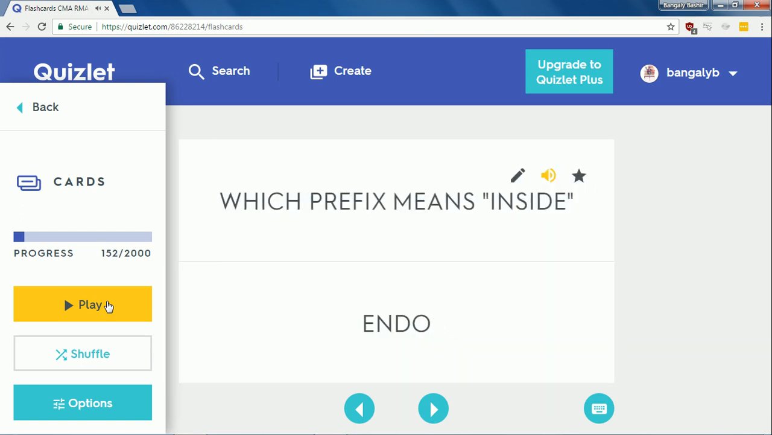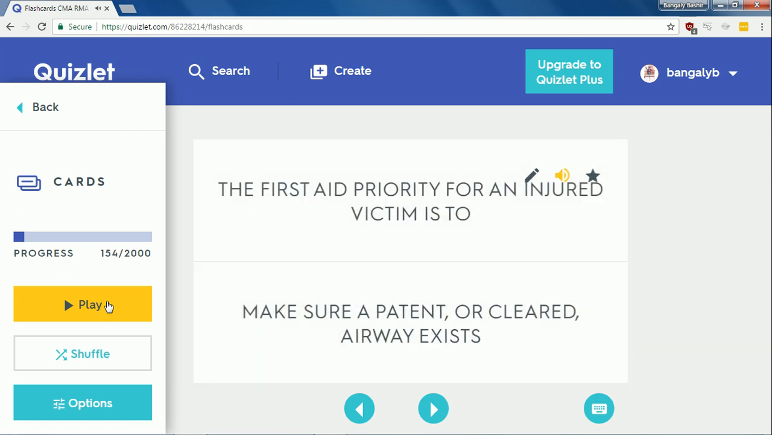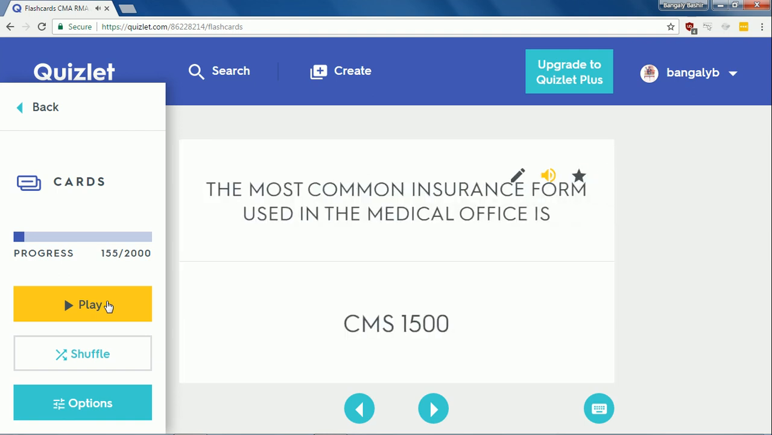Which prefix means inside? Endo. All of the following are reasons that an insurance carrier may reject a claim except the 5-digit CPT code matches the appropriate diagnosis. The first aid priority for an injured victim is to make sure a patent or cleared airway exists. The most common insurance form used in the medical office is CMS 1500.